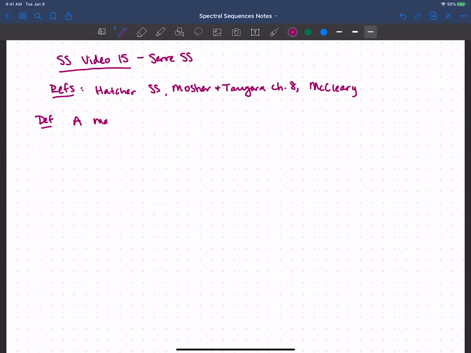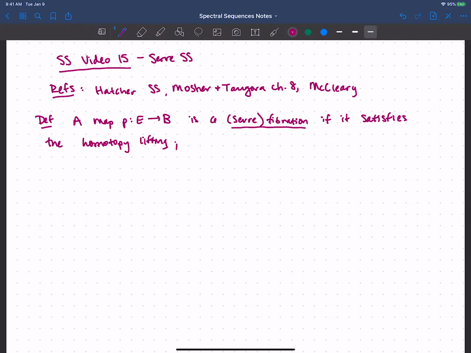So we'll call a map P from E to B, so this is a map of spaces. This is going to be a fibration, or more specifically a Serre fibration. I'll mostly just say fibration since this is the only kind of fibration we want. If it satisfies, well, it's going to have the homotopy lifting property. And specifically for finite CW complexes.